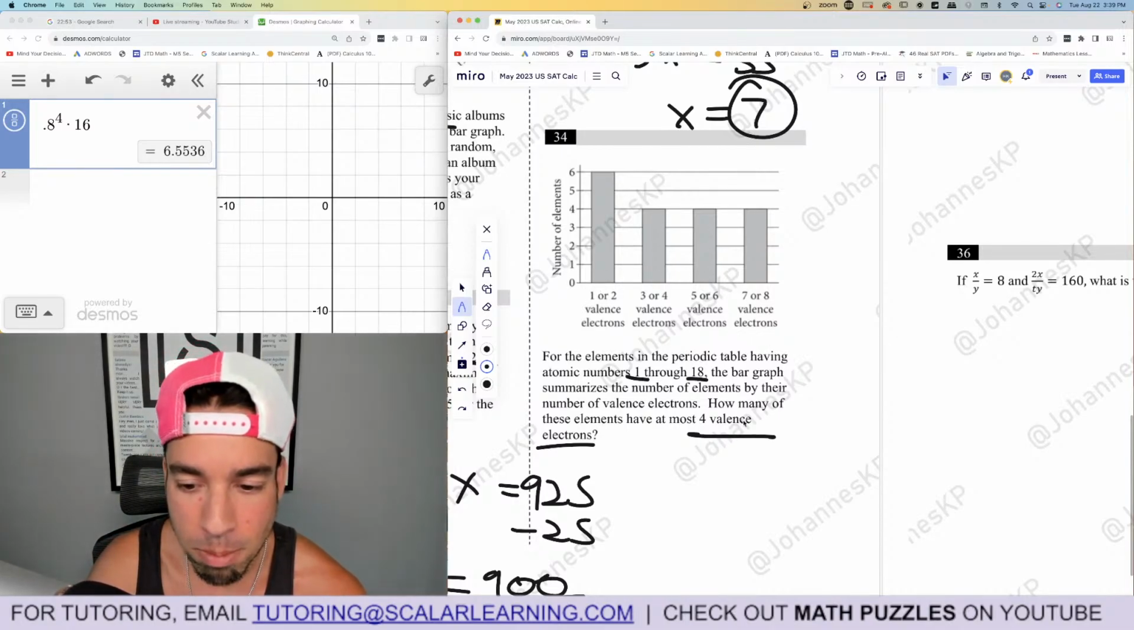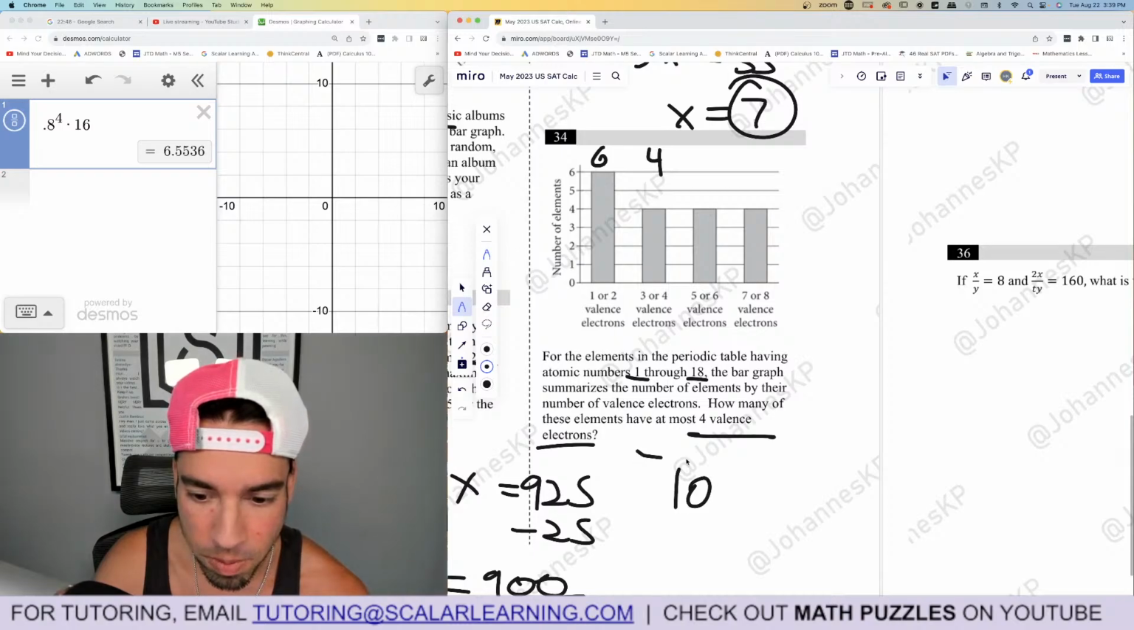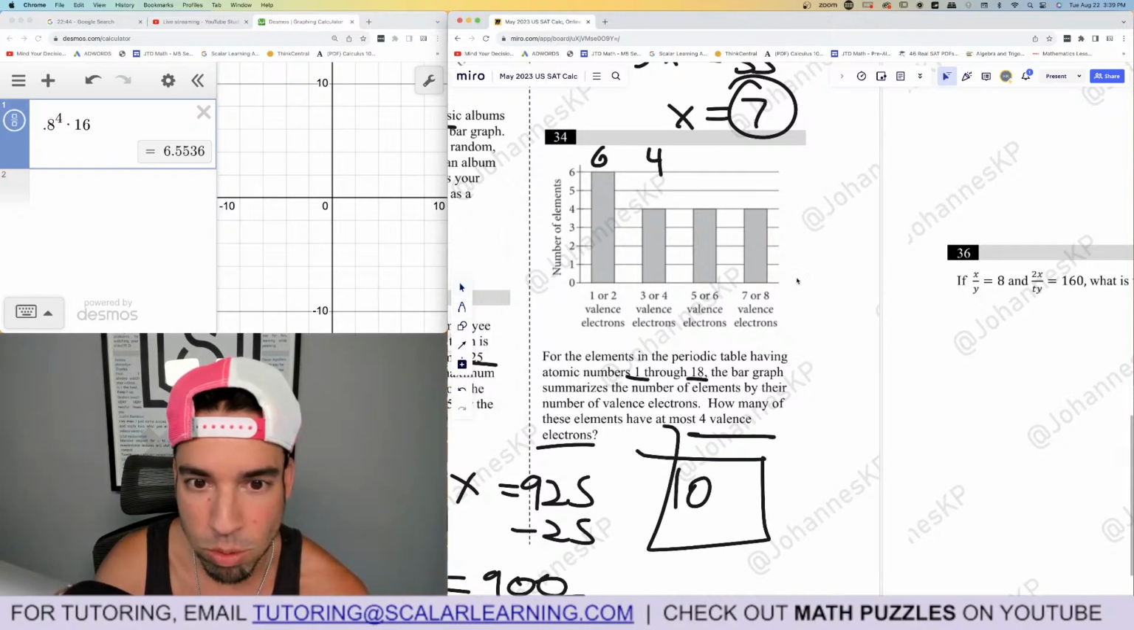So at most means leading up to 4. We have 6 here and we have 4 here, so it's 10 that have at most 4 valence electrons. Boom, done.